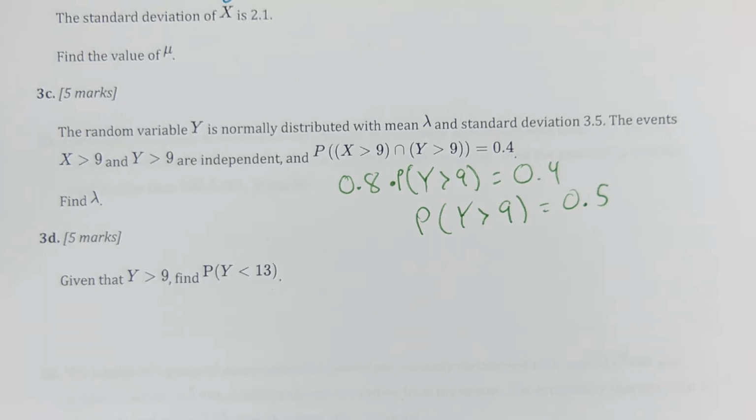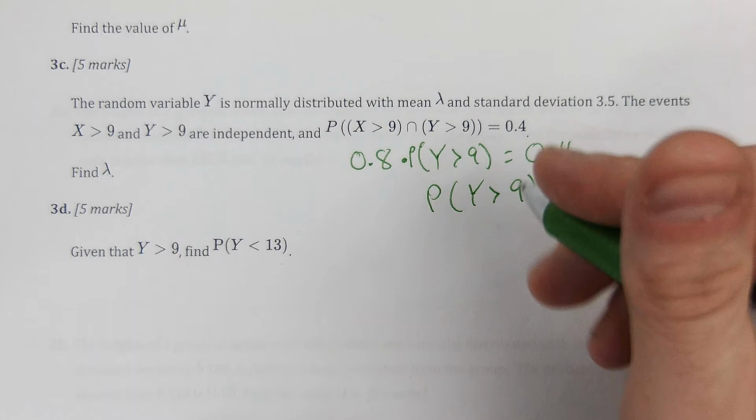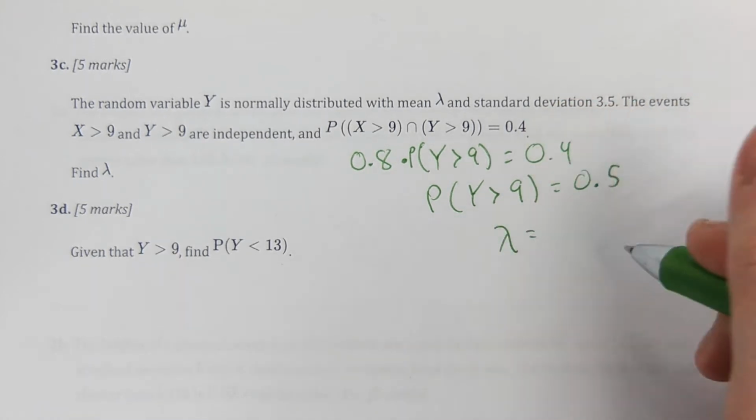Oh, yeah, we have to find lambda. Let me ask you a question. If it's a normal distribution and exactly half of it is to the right of a number, what number are we talking about? The mean. So lambda must be 9.